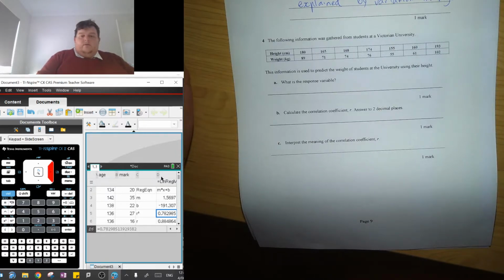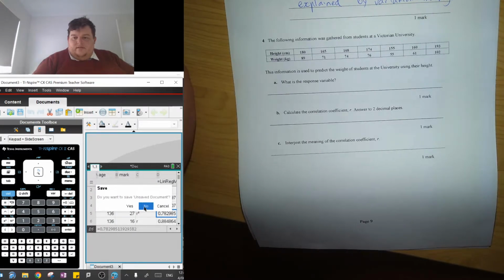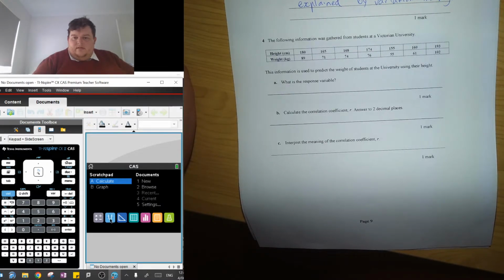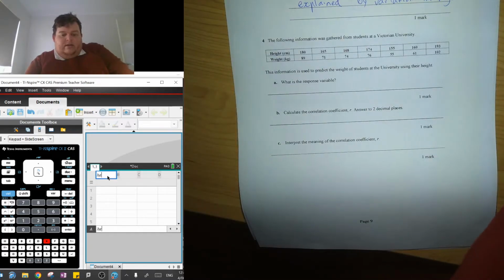Alright, next one. We have another thing to put in my CAS. It's getting a bit tedious, that's all right. What do we have this time? We have height and weight.